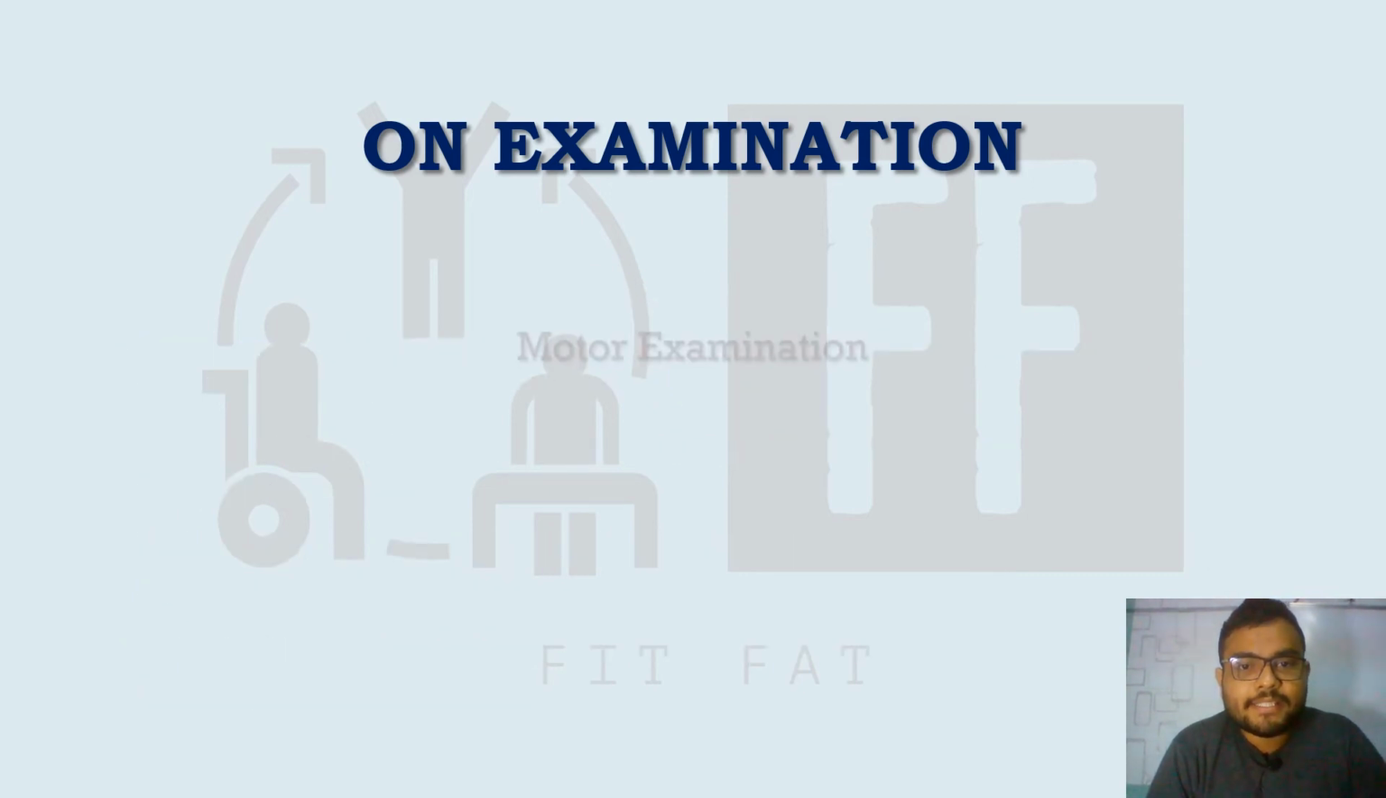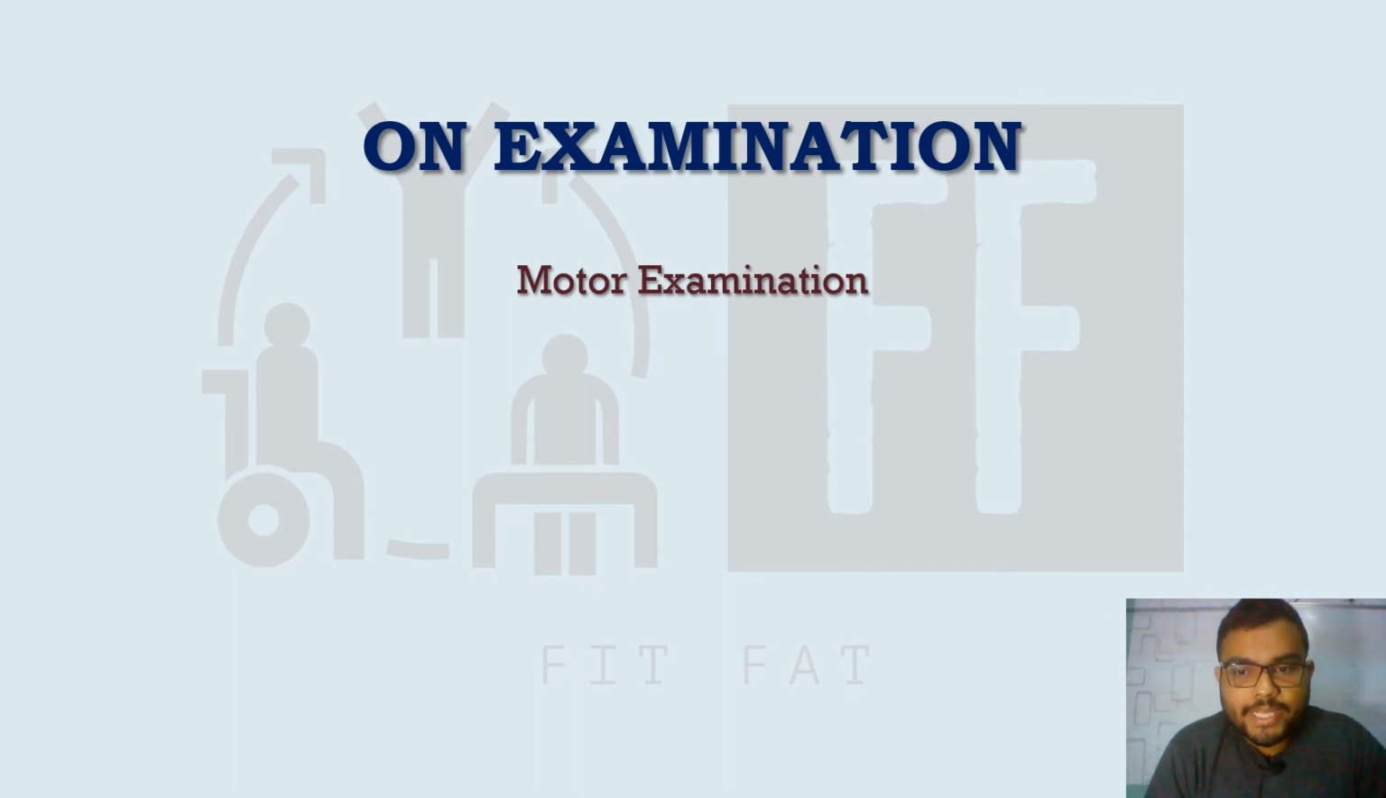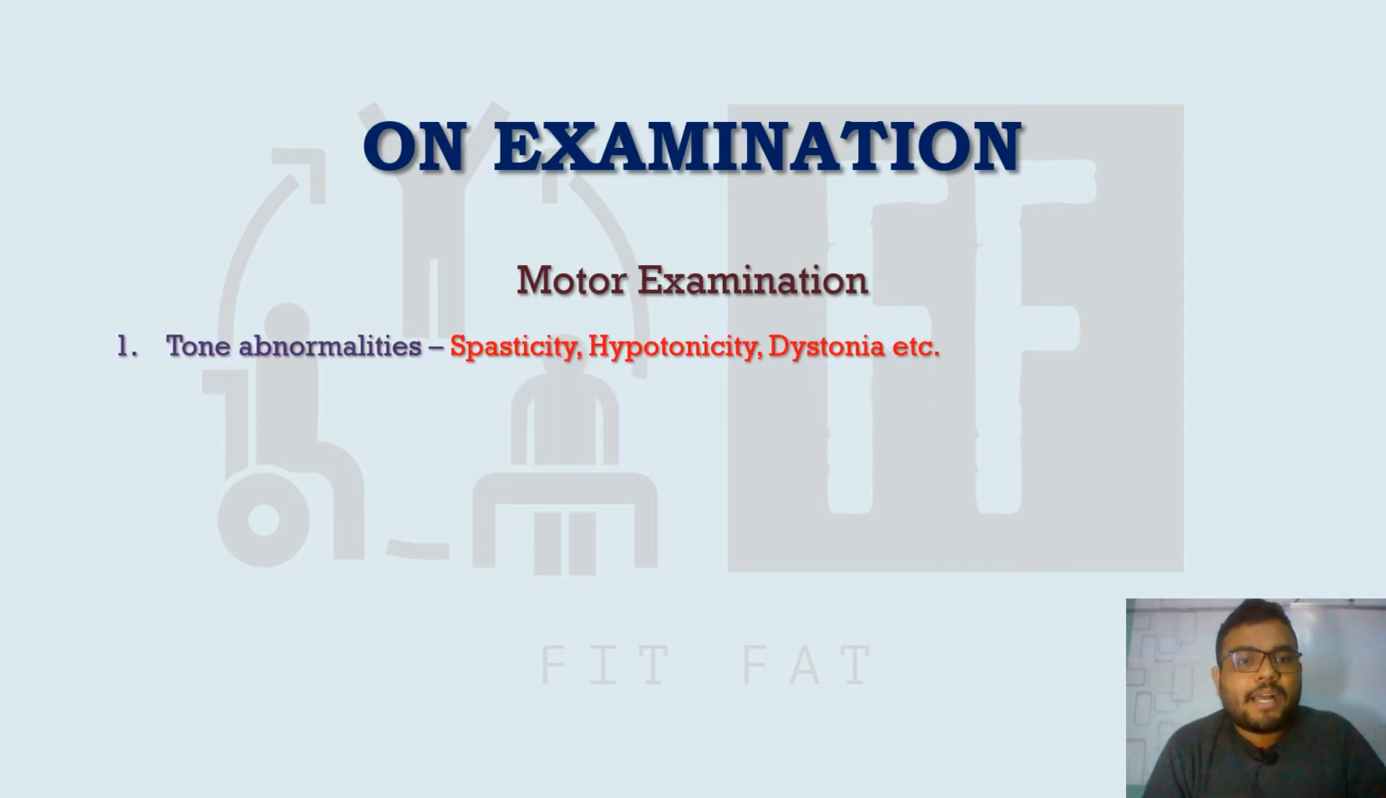The next thing you need to check is the motor examination or the motor part, right? Here, first thing you need to check the tone, right? And in most of the cases, there will be abnormal tone. Now, depending on the case, if I'm describing a CP child, in most of the cases, the CP presents with a spastic tone, that is the increased tone, spasticity. In other cases, there may be hypotonicity or dystonia, right?